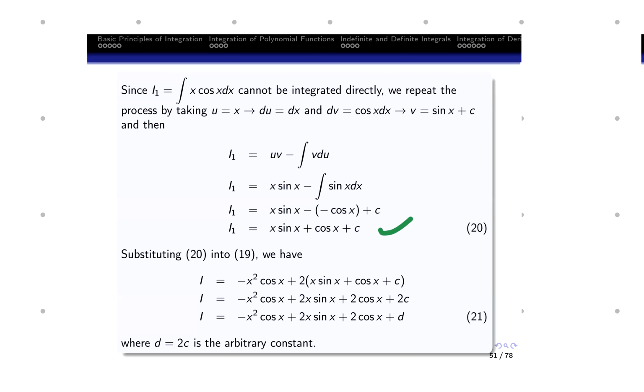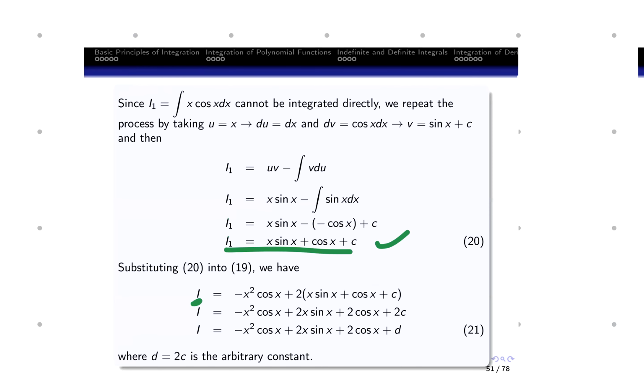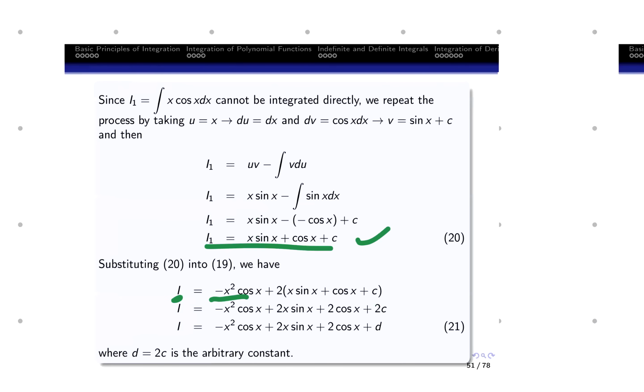But don't forget, I1 is not what you need. What you need is actually I. So you have to go back to the previous I, right? It's somewhere far off. So the previous I had minus x squared cos x plus 2I1. But this I1 now is x sine x plus cos x plus c. All right? So we have minus x squared cos x plus, you can expand this, 2x sine x plus 2 cos x plus 2c.